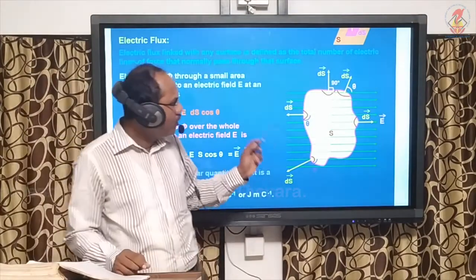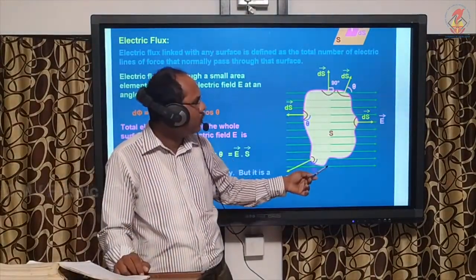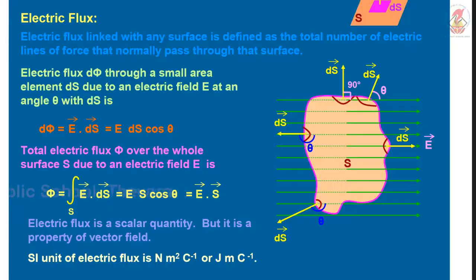Just look at the figure that I am showing you here. Here you can see the green lines. Those are the electric field lines. So the total number of electric field lines passing normally, meaning perpendicular, through any surface is called electric flux.